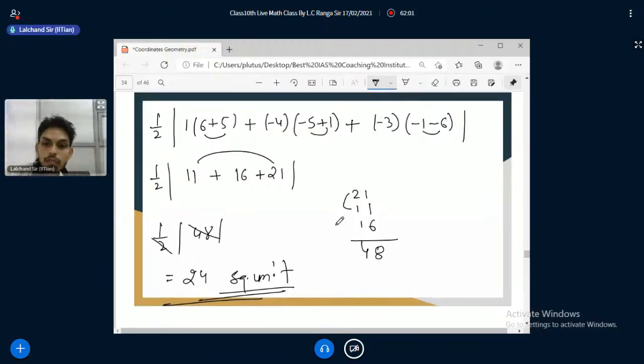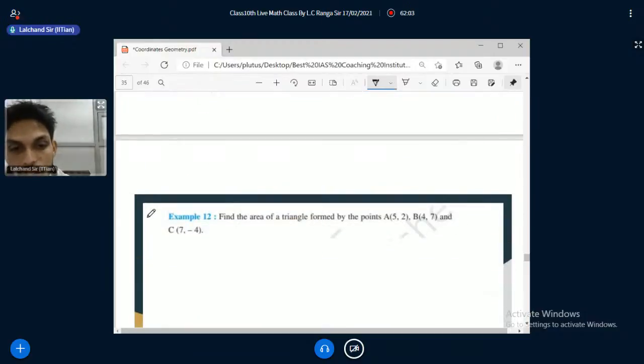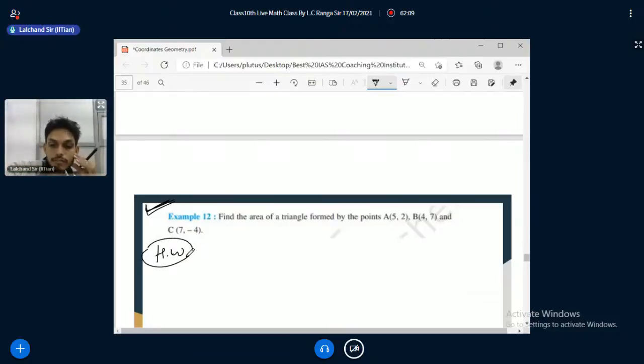Okay, so note down one question based on the area of a triangle for homework. Then we will end this session. Note down this question: find the area of the triangle if points A, B, C are given. Point A is (5, 2), point B is (4, 7), point C is (7, -4).